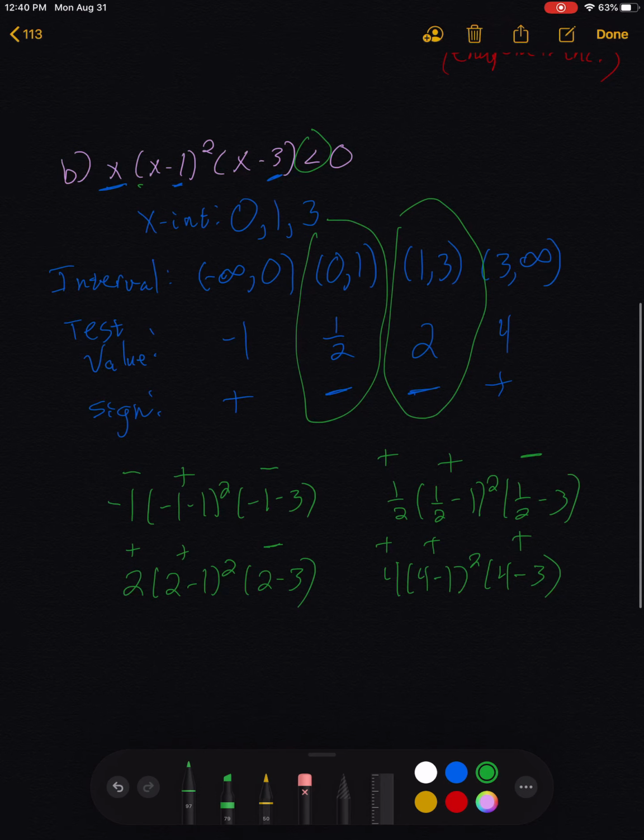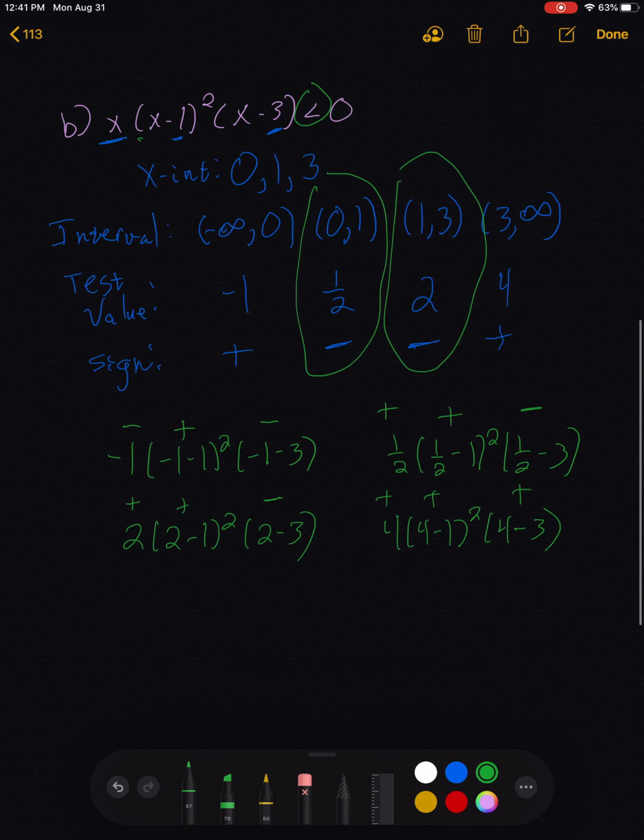Now in this case, since this was a strict inequality, just less than 0, that means that we don't want to include the endpoints. That means we have to get a little careful when we write our intervals. Our solution is going to be 0 to 1, and then also 1 to 3. But we're not including 0, 1, and 3. That's why I'm using the parentheses for the open intervals instead of the brackets for the closed intervals.